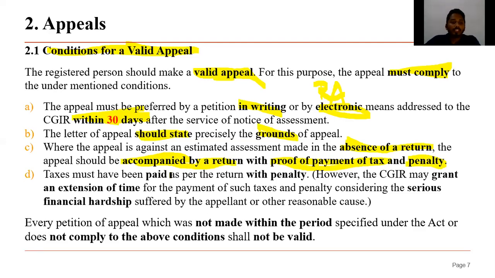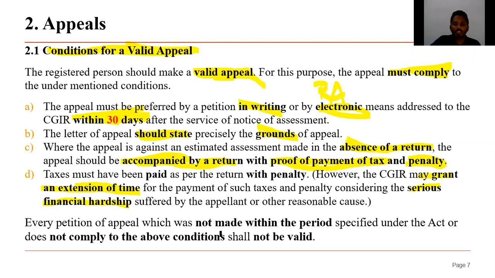Again, the taxes must be paid as per the return with penalty. However, the CGIR can grant an extended time. Normally, the Commissioner General can grant extended time if there is serious financial hardship. If it is due to the COVID situation, maybe they cannot pay the entire penalty and VAT, the taxes. Then you can take an excuse after discussing with the Commissioner General. If they allow, you can do so.